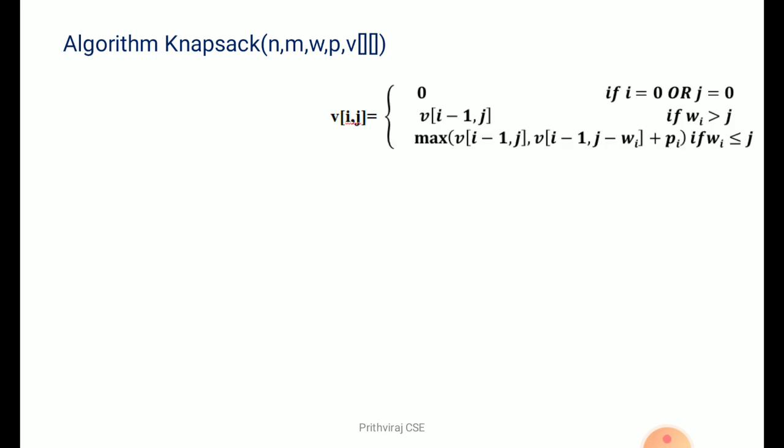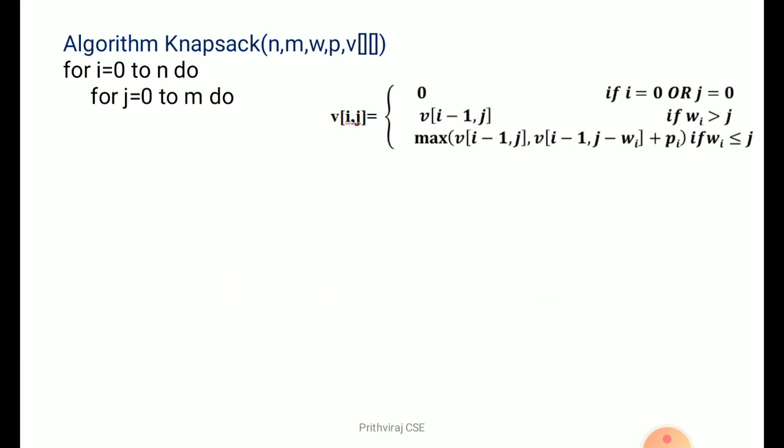Let us write the algorithm for this knapsack using this recurrence relation. The name of the algorithm is knapsack, and the parameters are the number of items, capacity, weight, profit, and one two-dimensional array. That array will be the solution matrix for our problem. Since we are dealing with a matrix, we have to use two for loops, an i loop and a j loop.